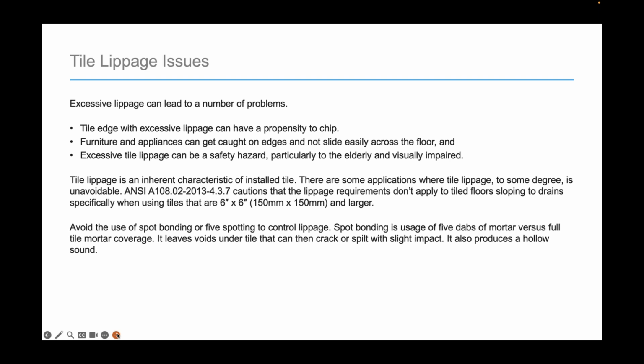You should avoid the use of spot bonding or five spotting to control lippage. Spot bonding is the usage of five dabs of mortar versus full tile mortar coverage. It leaves voids under the tile that can crack or split with slight impact. It also produces a hollow sound.